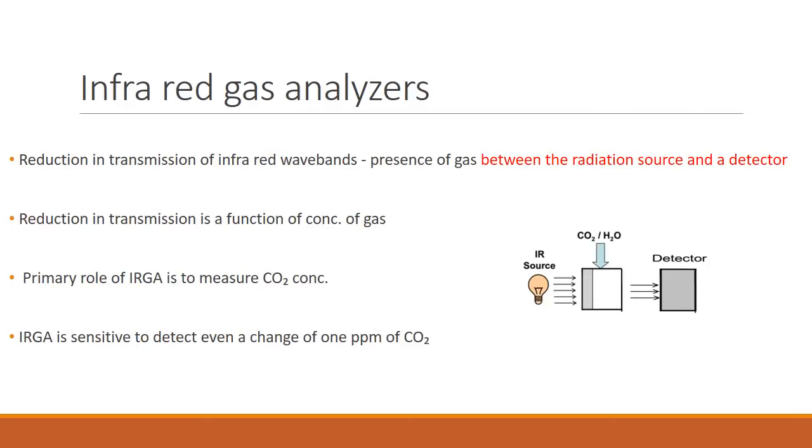Infrared gas analyzers measure the reduction in transmission of infrared wave bands caused by the presence of gas between the radiation source and a detector. The reduction in transmission is a function of the concentration of the gas. The primary role of IRGA is to measure the carbon dioxide concentration. The IRGA is sensitive enough to detect even a change of 1 ppm of carbon dioxide.